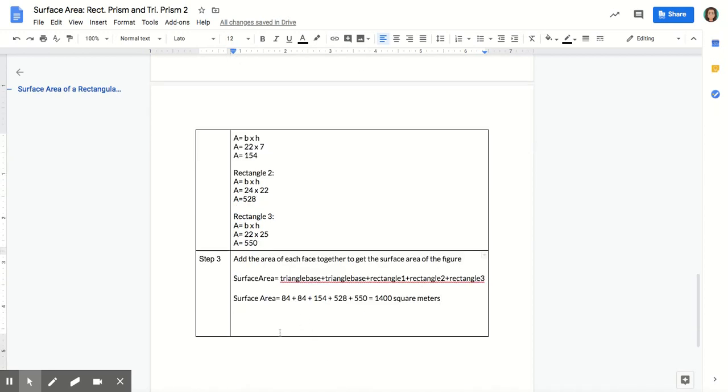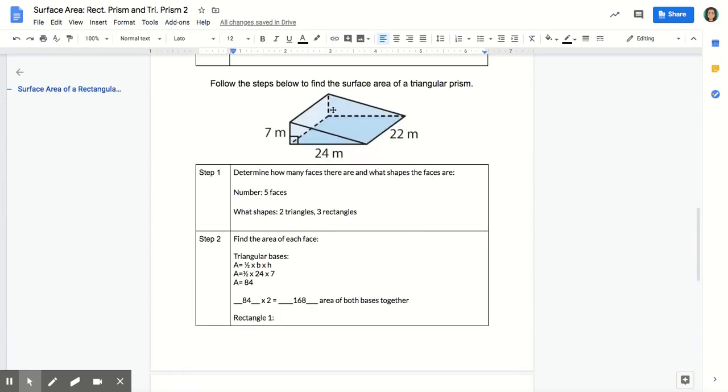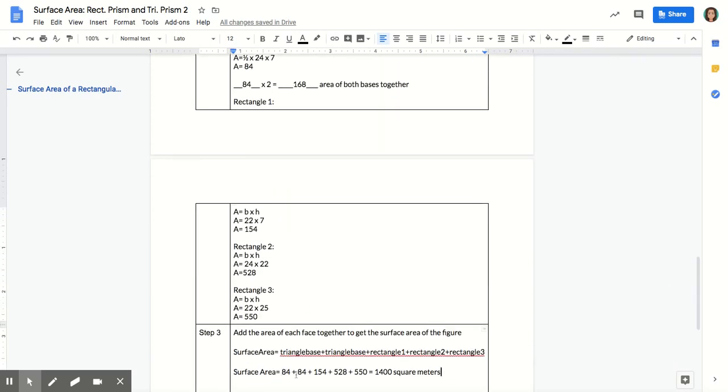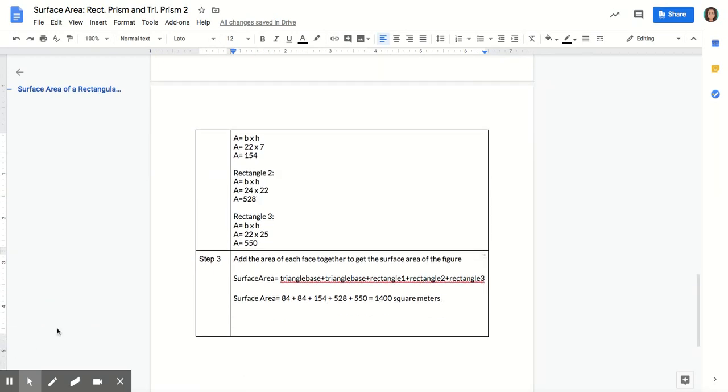Logan, when you did this, you only added in one of the triangle bases, and you have to make sure that you have both. They are opposite each other, so they're the same size, which means that they have the same area, but you have to make sure that you represent both bases of the triangle faces in your final answer. So now you're going to do a couple practice problems now.